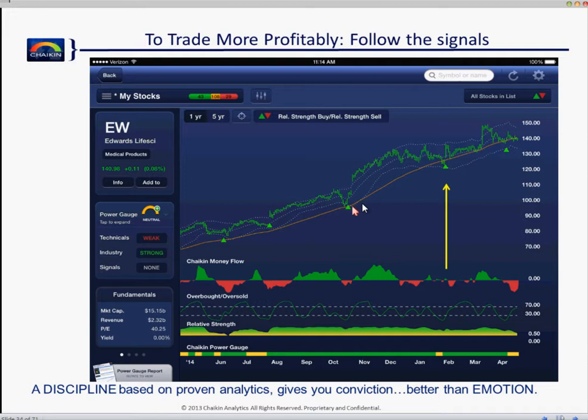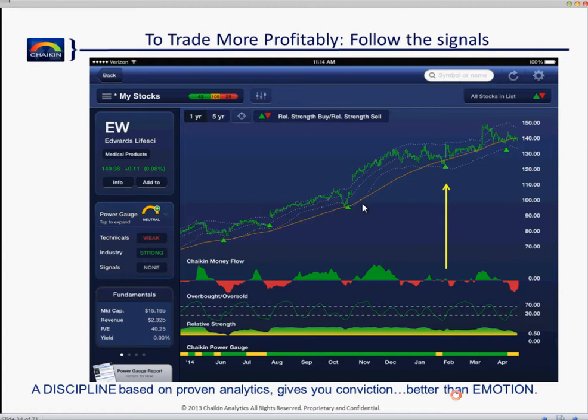Bullish Power Gauge rating, outperforming the market. Another one was triggered about a week and a half ago. The company reported earnings after the close today better than expected. So this is why you follow the signals, because they're disciplined based on proven analytics, combination of the Power Gauge rating or relative strength and a technical pattern. It's better than trading on your emotions. And I know Steve stresses over and over again that the candle patterns take the emotions out of the decision making, and he's absolutely right.